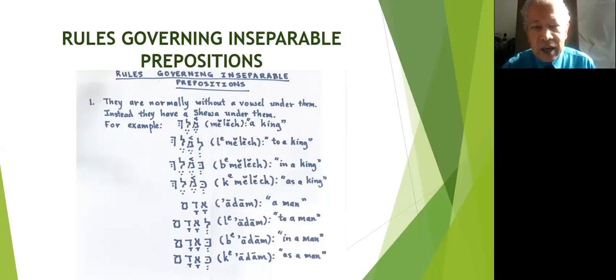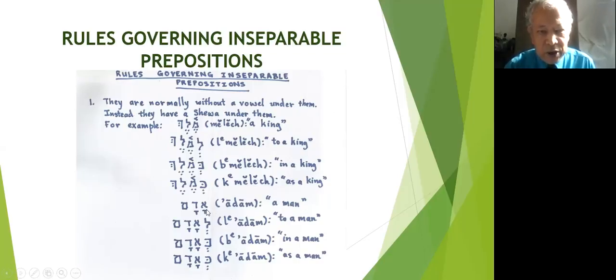So it is le melek, to a king. Also, the next one, the preposition beth, you have be melek, and that means in a king. Ke melek, as a king. Okay, so that's how normally you would have no vowel under these inseparable prepositions.